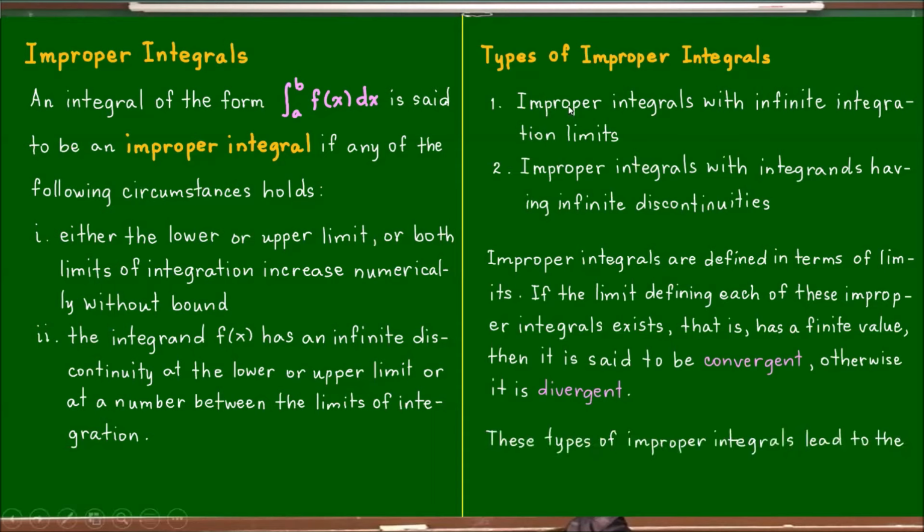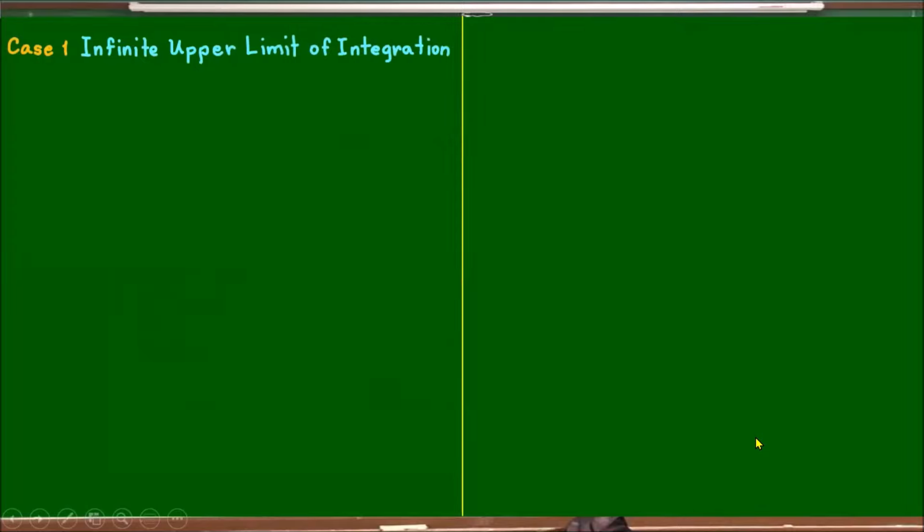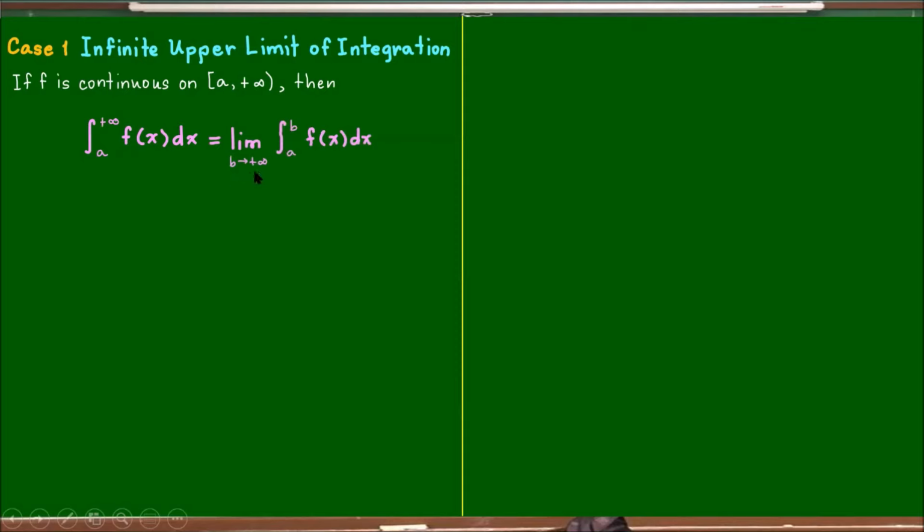These two types of improper integrals lead to the following 6 cases. Case number 1, infinite upper limit of integration. If f is continuous on the interval from a to positive infinity, then this improper integral from a to positive infinity of f of x dx is equal to the limit as b approaches positive infinity of the integral from a to b of f of x dx, if this limit exists. Let us have the following examples.